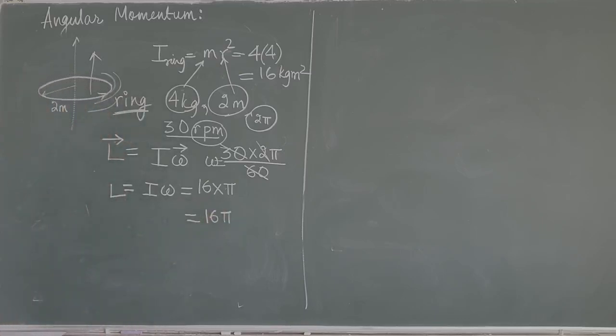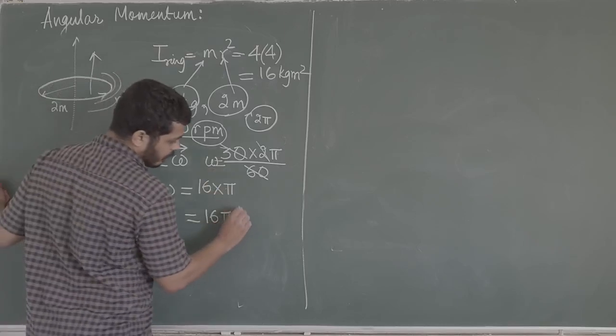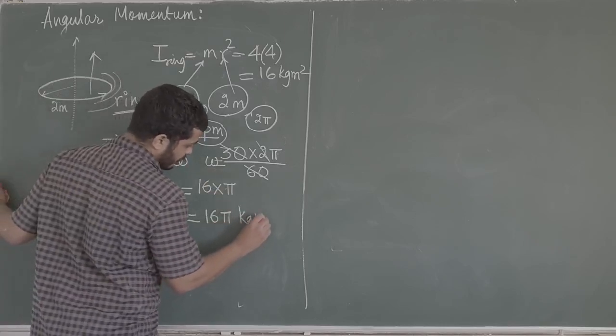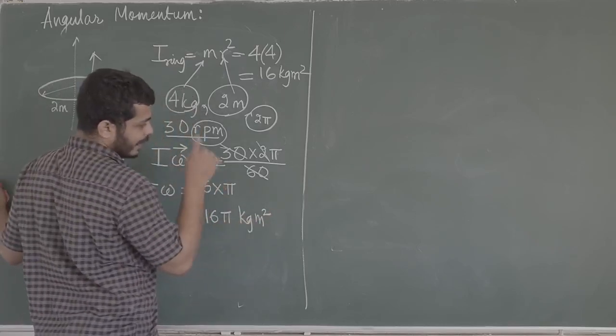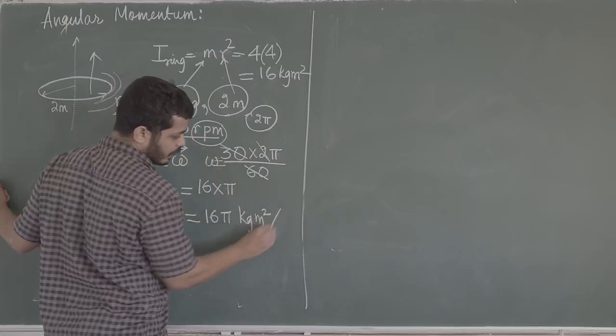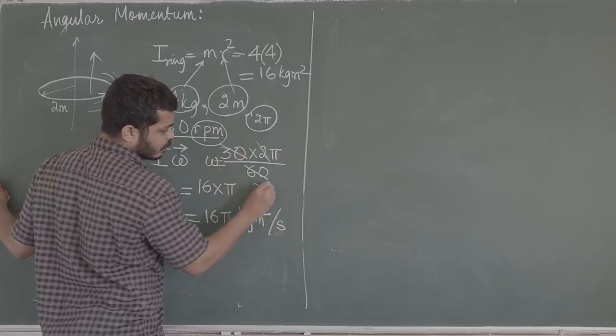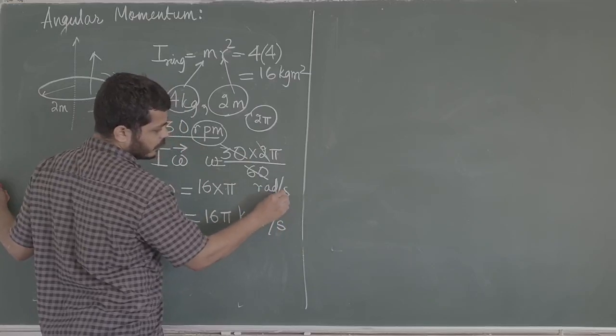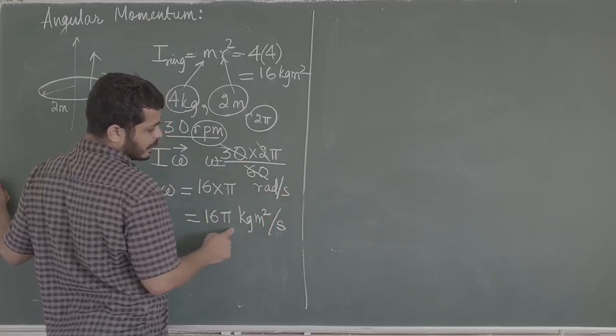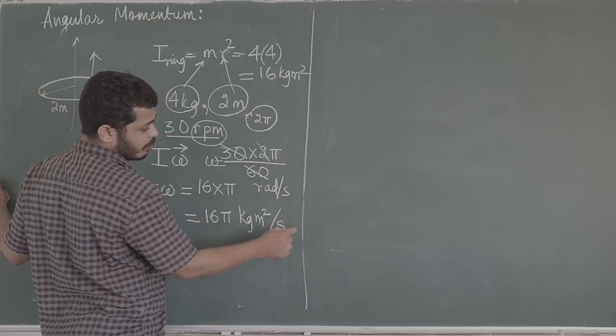We have done so many questions, and we did not even once talk about the unit of angular momentum. The unit of angular momentum is pretty simple. Take the unit of I, which is kg meter square. What is the unit of omega? Radians per second. We don't write radian, so omega is simply per second, not second square. So you will simply write 16 pi kg meter square per second.